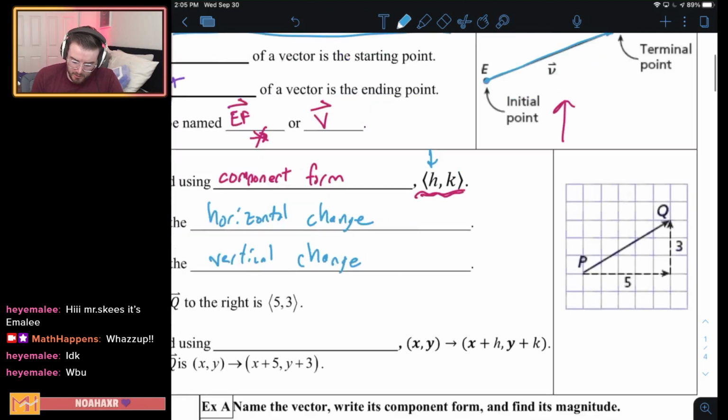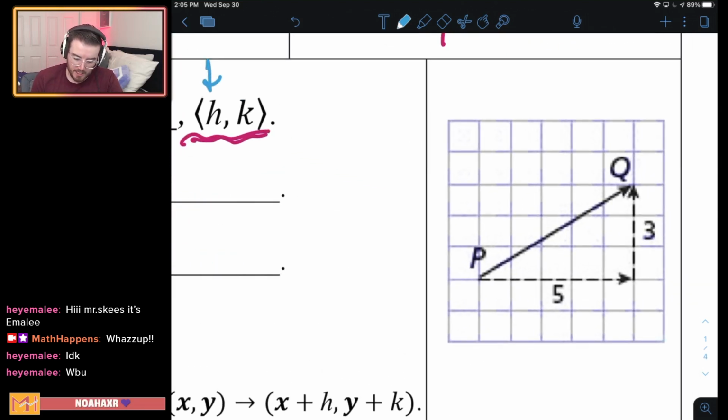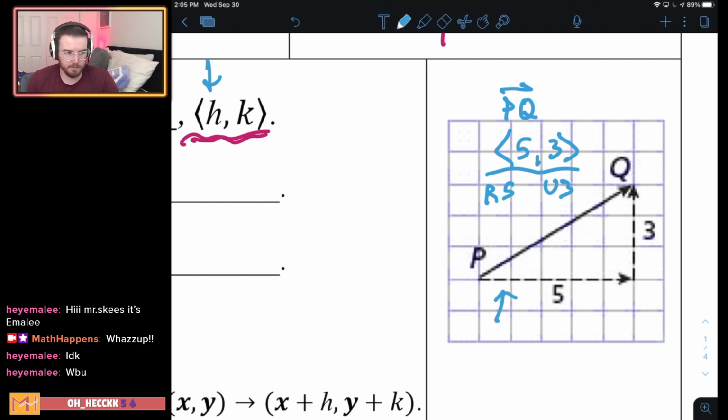So this vector over here, PQ, can be described as 5, 3. And these directions tell us to move right 5, up 3, which is exactly what this vector is doing. Okay?